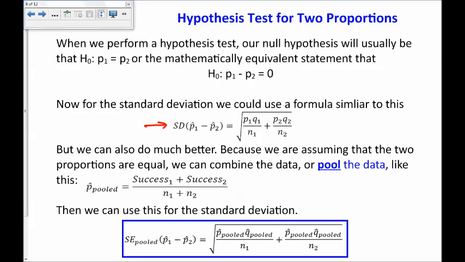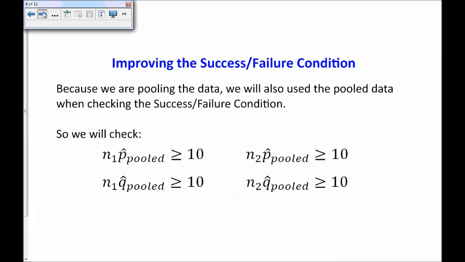When you pool the data, you're finding the total number of successes in both groups divided by the total number of people in both groups, and that gives you a kind of average p hat value. Then we can plug it in using a similar formula to the one we used before, but now we're using the pooled p hat and q hat for both of them, divided by the sample size for each sample. We're using the pooled p hat and q hat value in all of our calculations. That also includes the success failure condition; we'll use the pooled value as we check it.